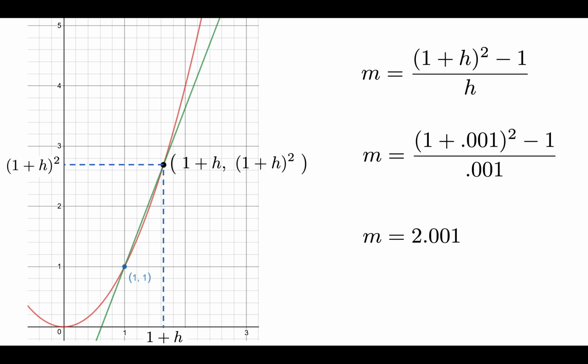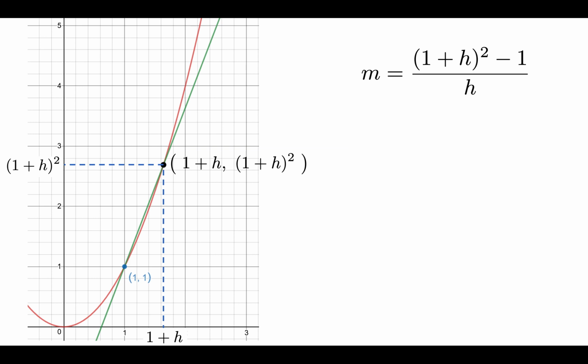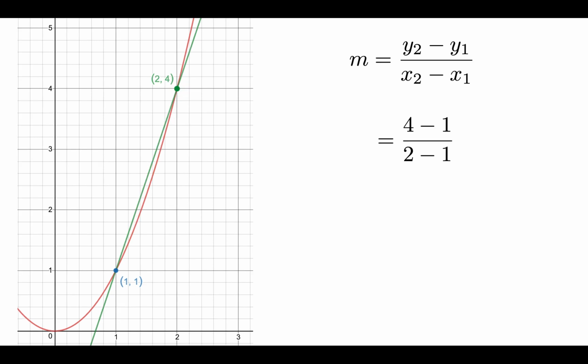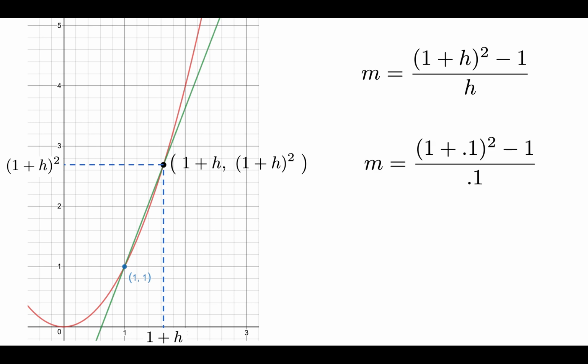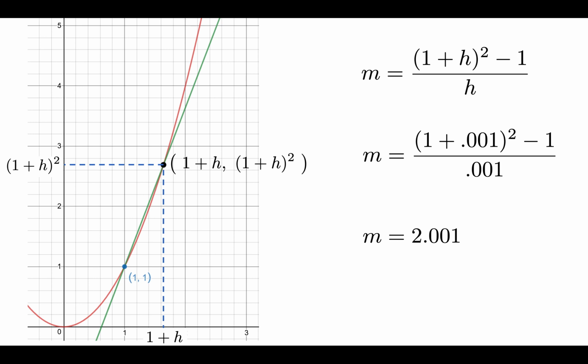Okay, so the last time, when I was just 0.1 away, the slope was 2.1, and now I'm getting 2.001. It kind of looks like maybe the slope of the tangent line is 2. I'm going to check one more point with my secant line.